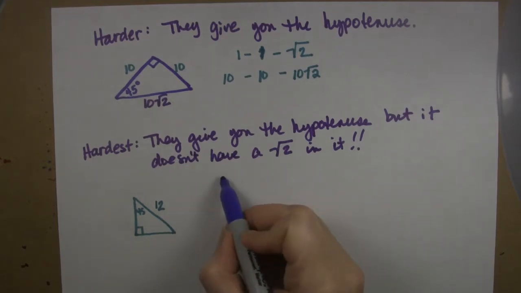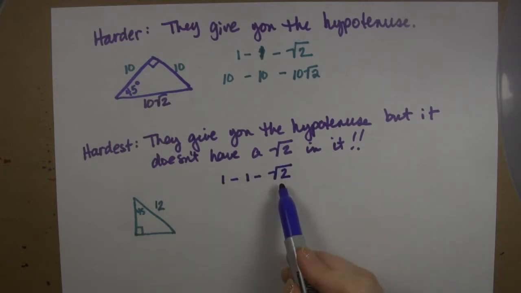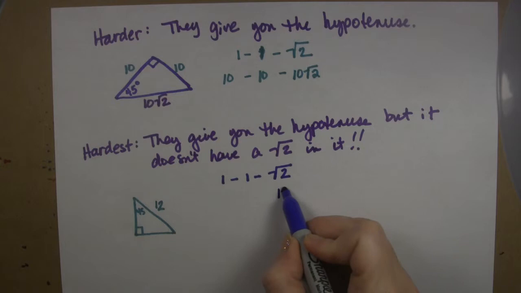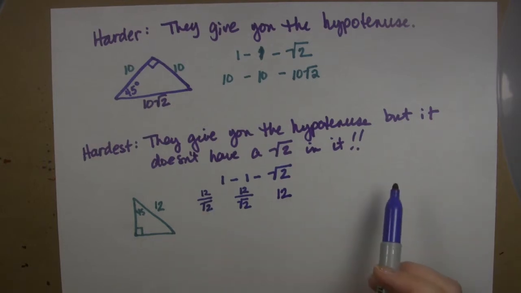We will not panic. 1 to 1 to radical 2. What should be our radical 2 this time is a 12. How are we going to calculate these other sides? Well, these other sides will be a 12 divided by radical 2. And a 12 divided by radical 2. Because then if I multiplied by radical 2, I get 12.